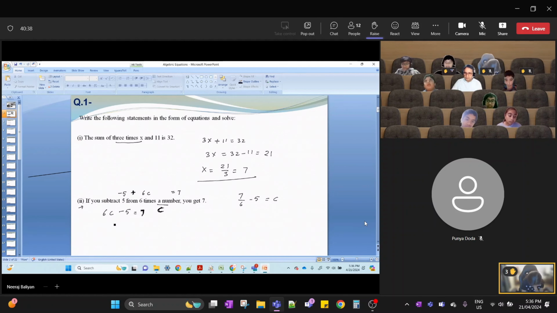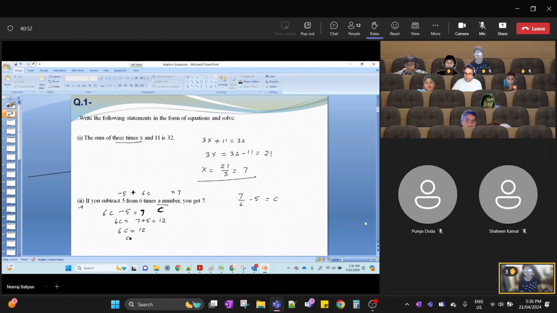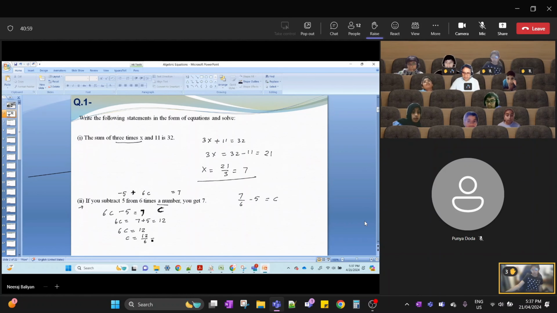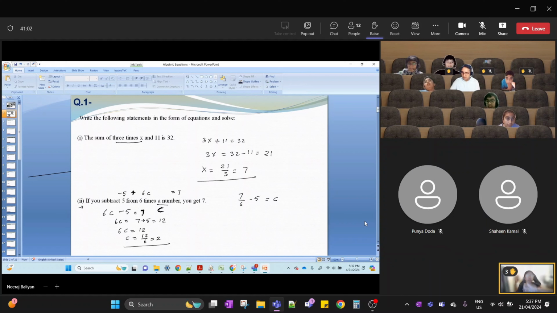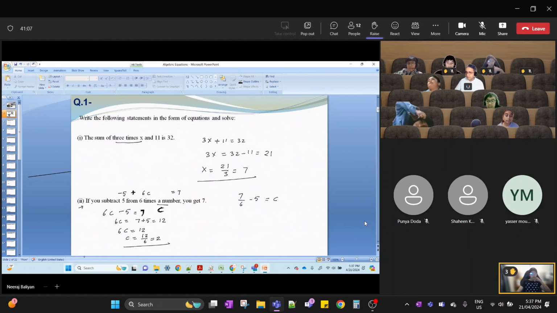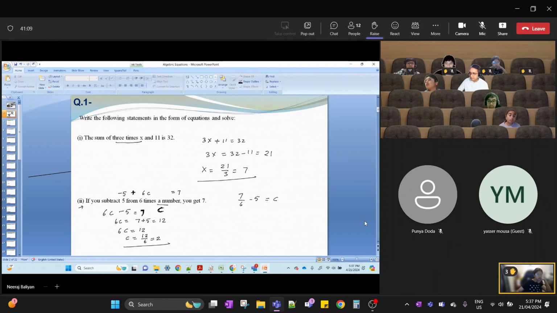So basically what I did was 7 plus 5, because minus 5 taken to the other side would be plus 5. So that would be 12. So 6C equals 12, and C is equal to 12 divided by 6, which is 2. Sorry, my bad. So C equals 2. Hope this is clear to everyone. Anybody who has any doubt, please let me know. Clear, sir.